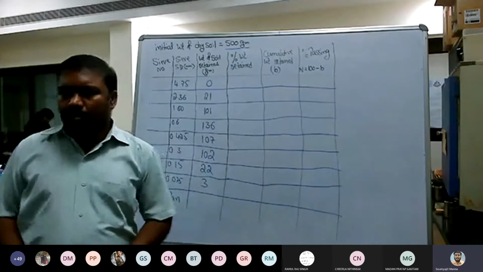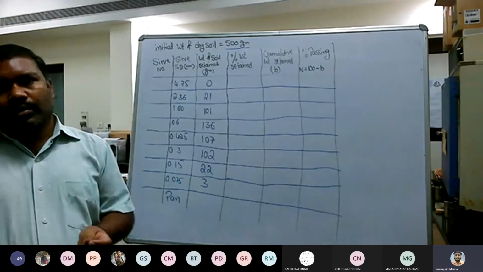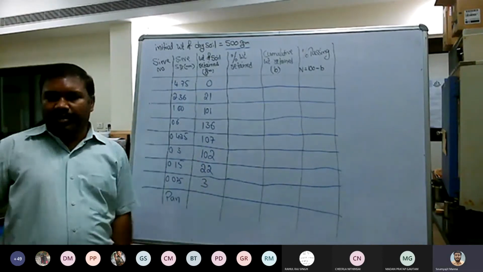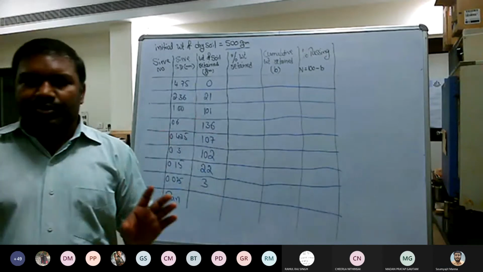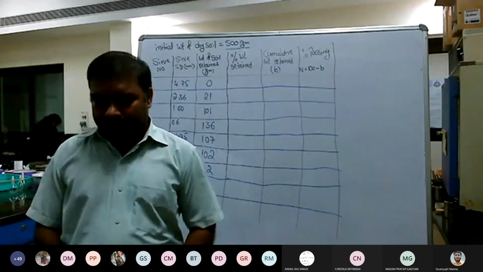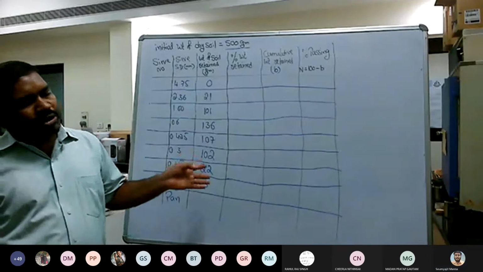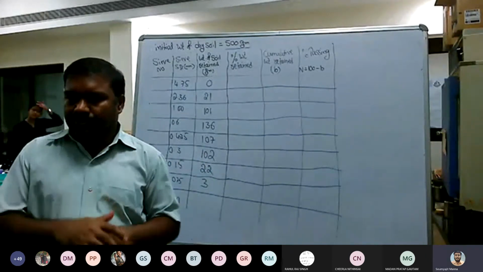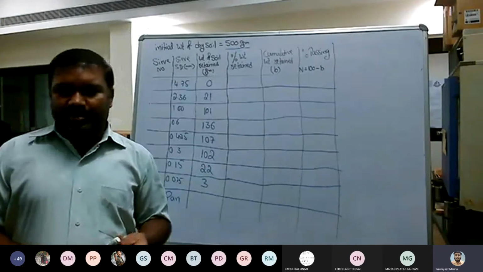Sir, this time should we use our data or can we use the standard data? Both. I have given one set of data. It is your duty to collect another set of data from the literature and submit both records. Both means dry and wet? No, both are dry only. So only dry sieve analysis. Only dry sieve analysis. Okay, sir.